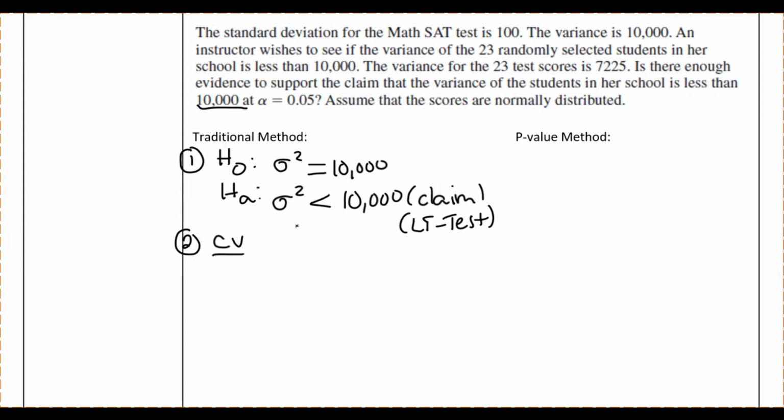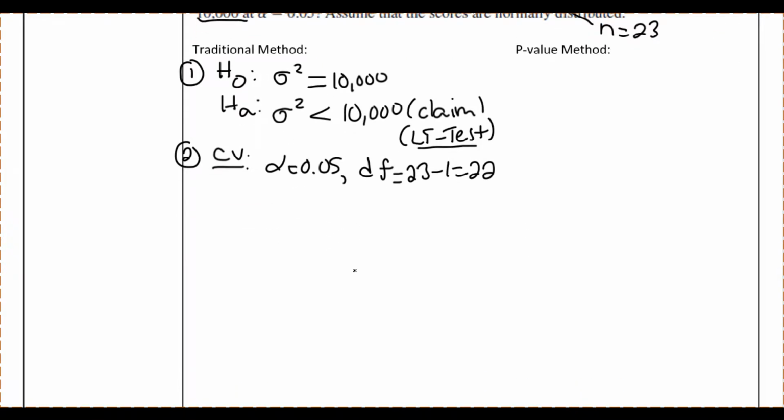To find the critical value, this is where we use the chi-squared table. Since we're doing a left-tailed test, our alpha is 0.05, and we need to find our degrees of freedom. They said that they selected 23 test scores, so our n is 23. This means that our degrees of freedom is 23 minus 1, or 22. So we're looking at 22 degrees of freedom for an alpha of 0.05.